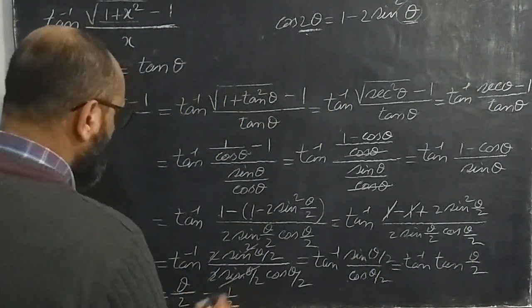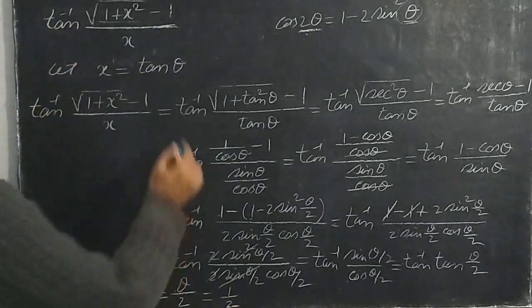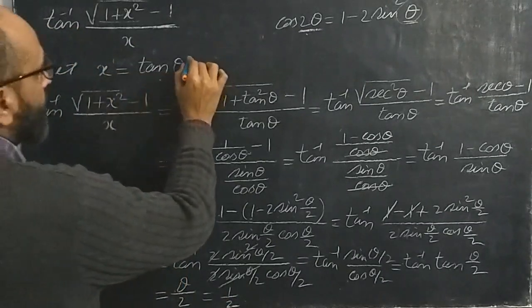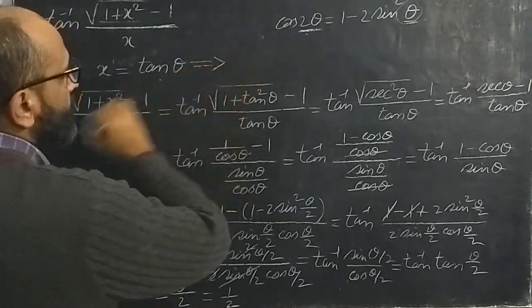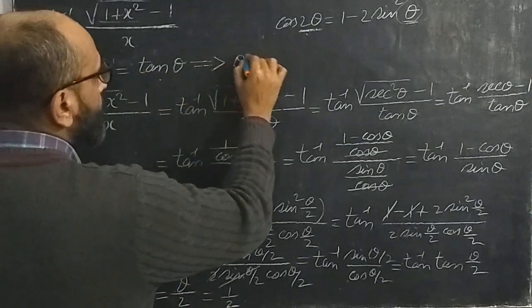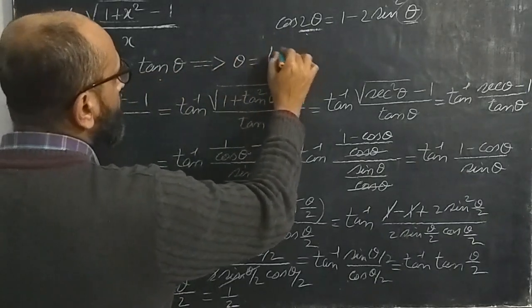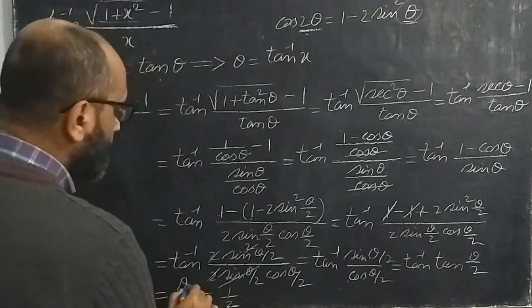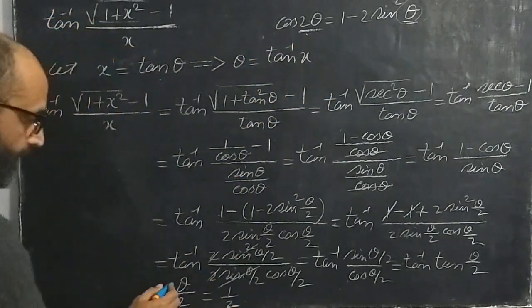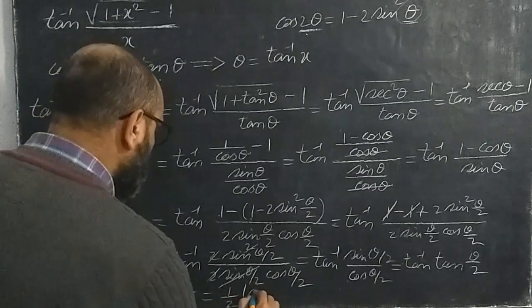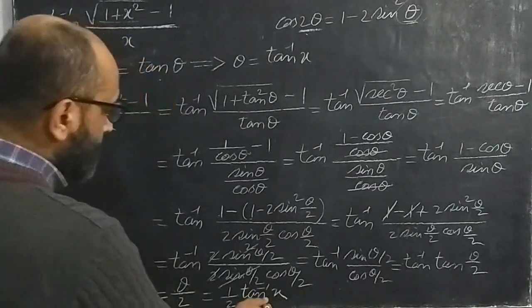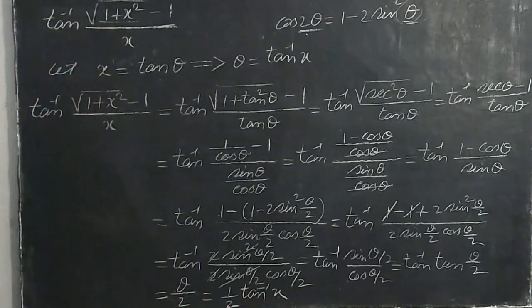Here 1 upon 2 as it is, and in place of theta, if we assume x is equal to tan theta, so by the concept of inverse trigonometric functions, theta is equal to tan inverse x. So we write tan inverse x in place of theta over here, we get half tan inverse x. So this is the simplest form for this expression.